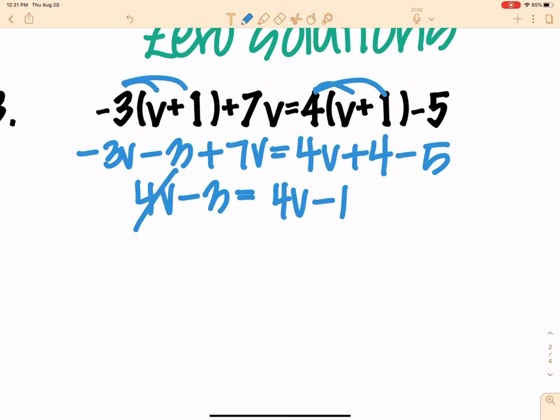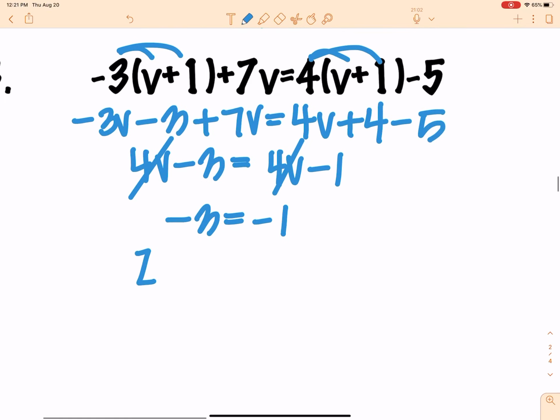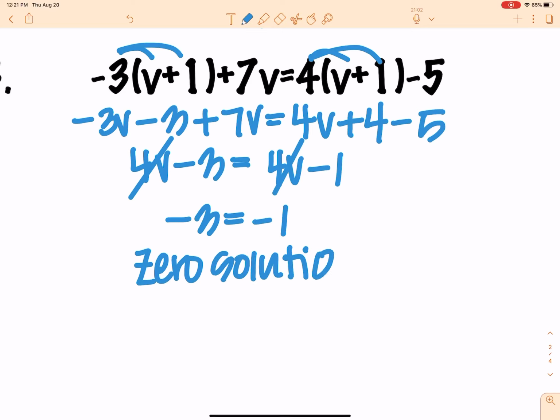Whoops, do you see that? The 4v's are going to cancel out. So I'm going to get -3 equals -1. That is not a true statement. It doesn't even make sense. So you say there are 0 solutions to this problem. So try number 4 all by yourself and then return back for your answer.